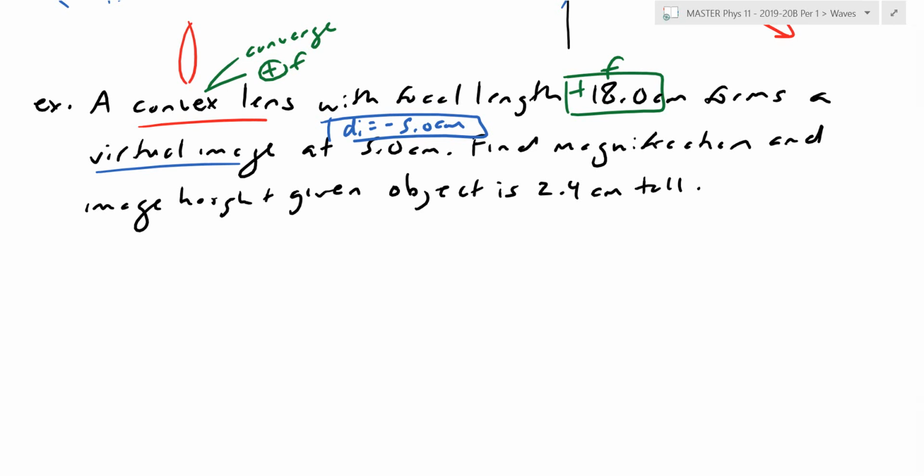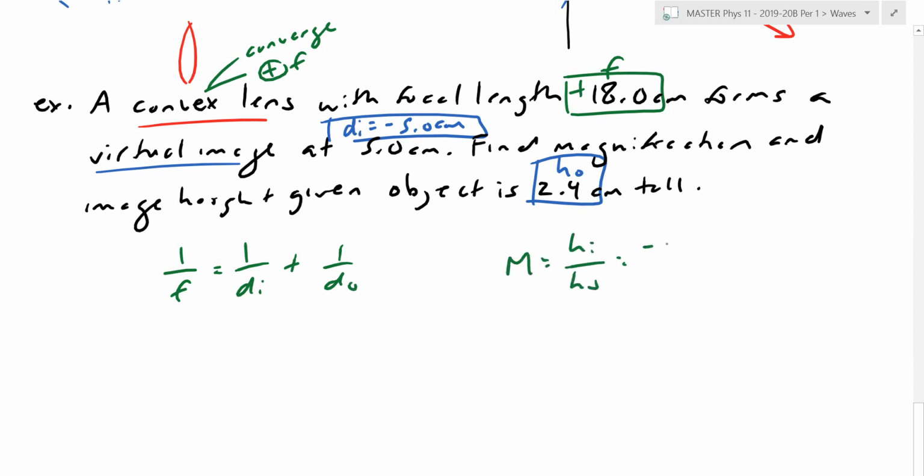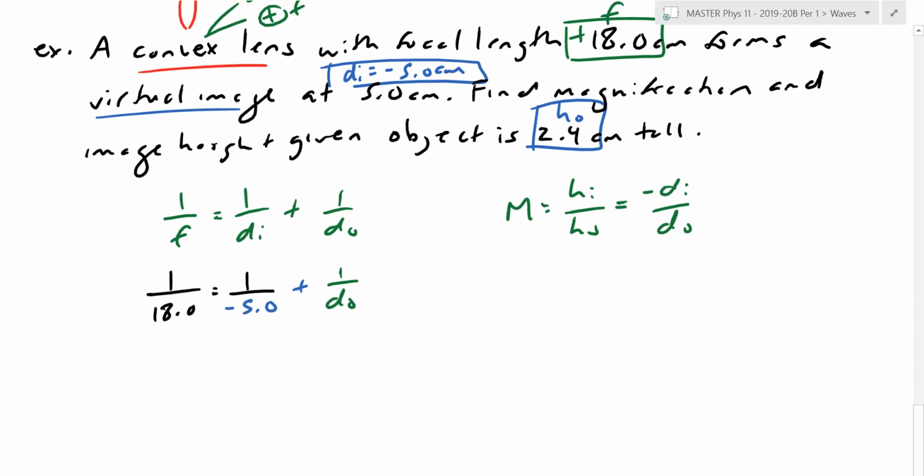And we're interested in finding the magnification. Given the object is this tall, the object height here is going to be 2.4. Same two formulas. Hopefully you're not bored of them by now. 1 over f is equal to 1 over di plus 1 over do. The magnification is hi over ho equals negative di over do. Let's see what information we have. We have the focus, so this is going to be 1 over a positive 18 is equal to 1 over the image distance, which happens to be negative 5, plus 1 over do. I don't know what my do is. I can use this to solve for do, and with do, I can probably punch it into my magnification formula. So let's try it out here.